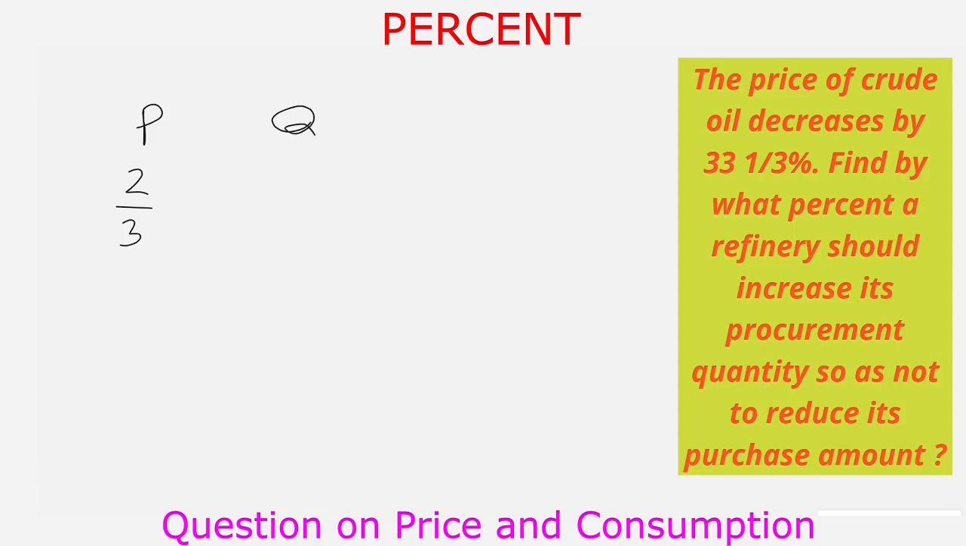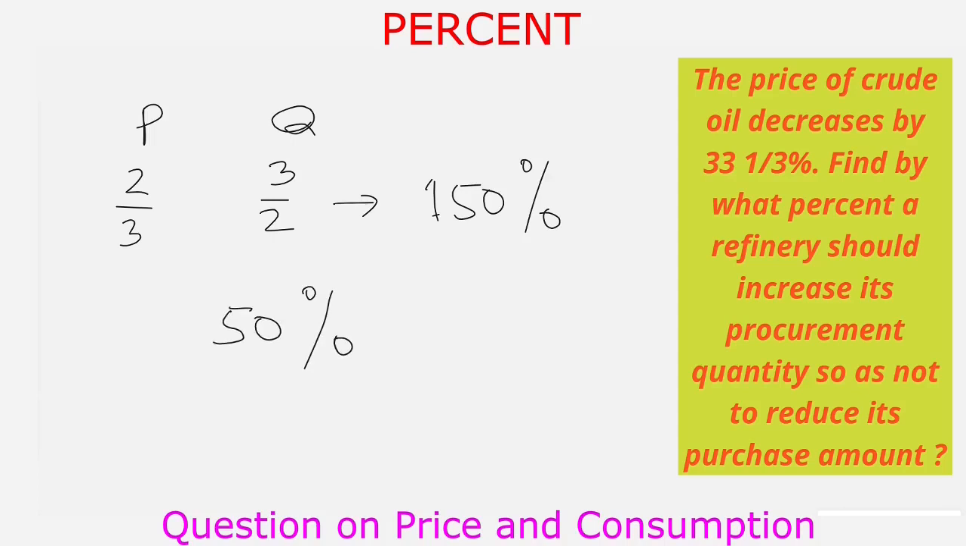So quantity has to be the reciprocal of it, as it is inversely proportional. So the new quantity will be 3 upon 2, the reciprocal of 2 upon 3. And this is equal to, in terms of percent, 150%. So earlier quantity was 100% and new quantity is 150%. So the increase in the quantity is 50%. Very simple and absolutely shortcut.